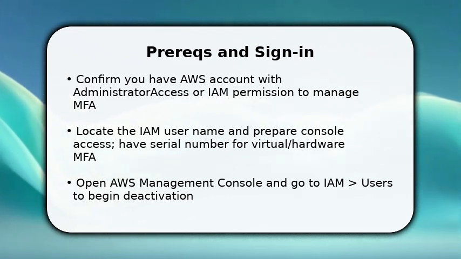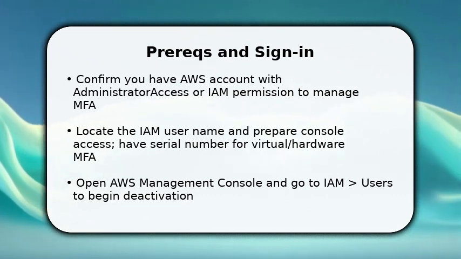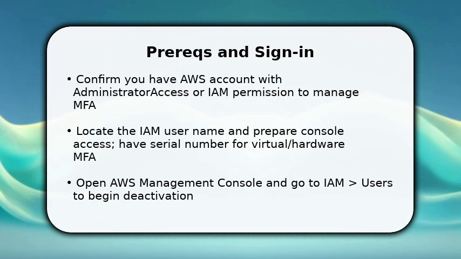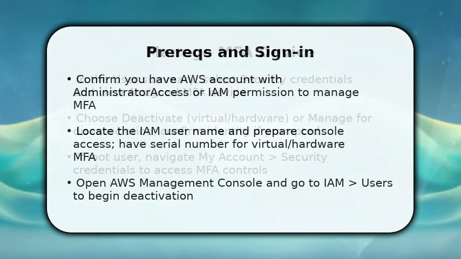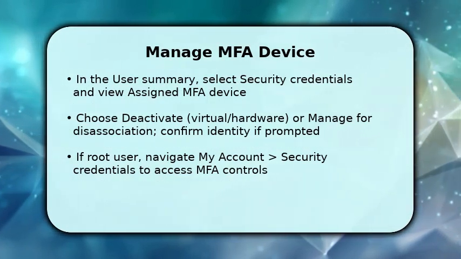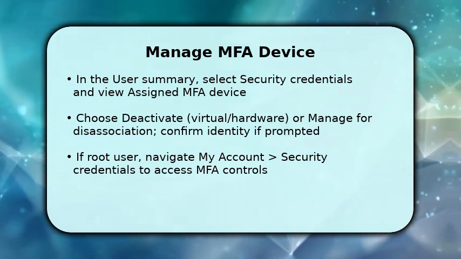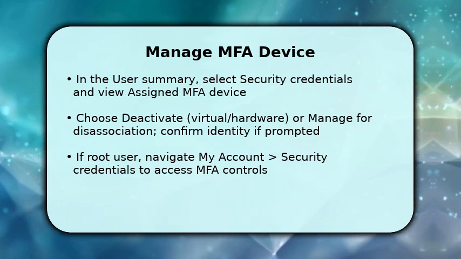Make sure to note whether it's assigned to an IAM user or the root account, since root deactivation follows a slightly different path. Now, in the user's summary, go to Security Credentials and locate assigned MFA device. You'll see options to manage or deactivate. Select Deactivate for the specific device type.